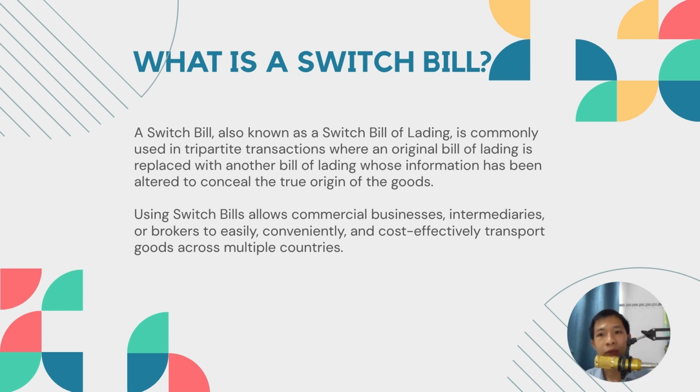Switch means that an original bill of lading is replaced by another bill of lading, and the information on this new bill has been adjusted to conceal the true shipper of the cargo. Here, the shipper is usually the manufacturer, the producer of the goods, and the purpose of concealing this information is to allow trading businesses, trading companies, or brokers to more easily and conveniently conduct international trade, buying and reselling. And this Switch bill also helps save on shipping costs since you don't have to transport goods through multiple countries. In the next section, I'll explain its model in more detail.